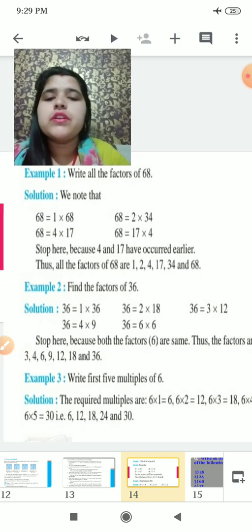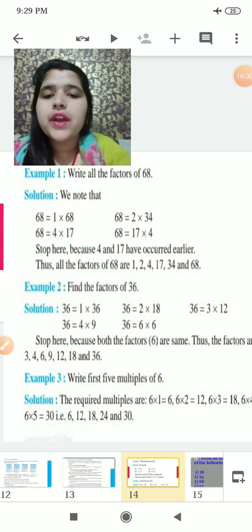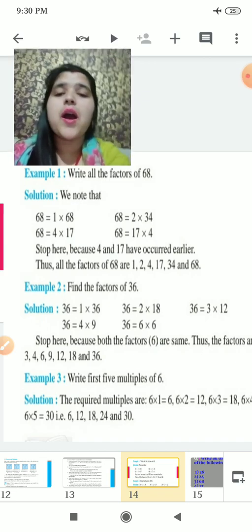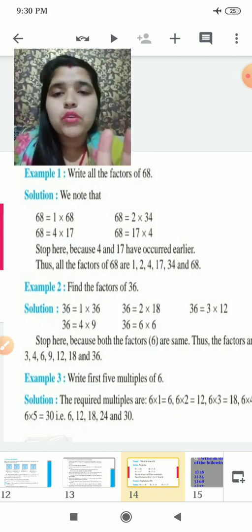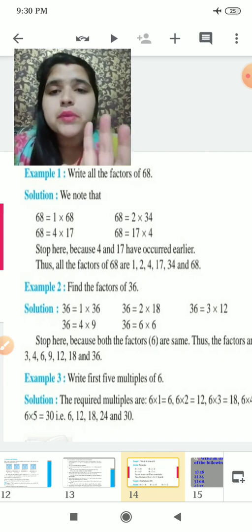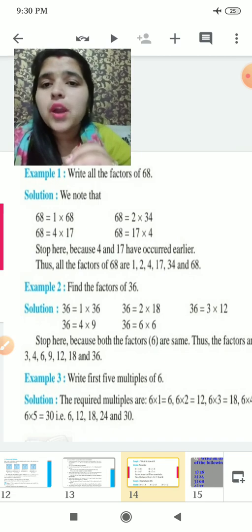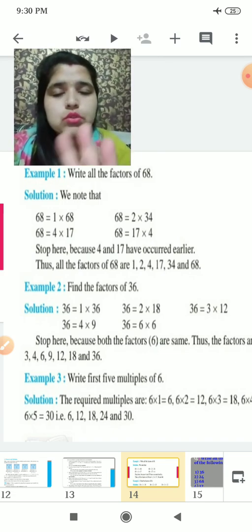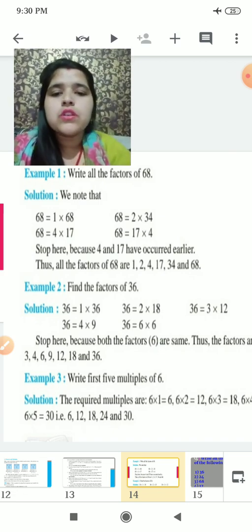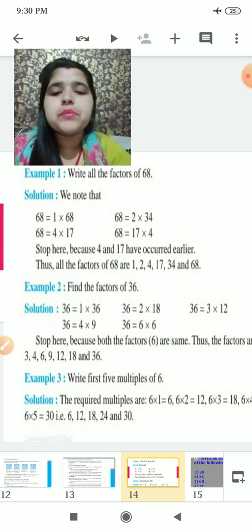Now comes our next type of question, that is write first 5 multiples of 6. Whenever these types of questions come in the exam, I am telling you one easy trick, that is you just write the table of that number. If I tell you to write 5 multiples of 6, you write down the table of 6 up to 6 5s. You have to write that table up to 6 5s. Or you can say in the question form, write first 5 multiples of 6.